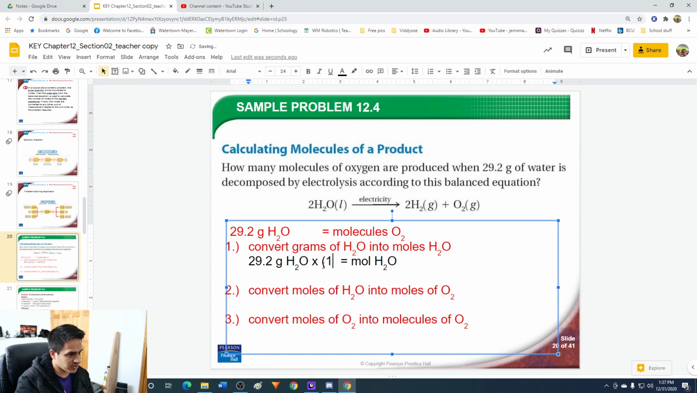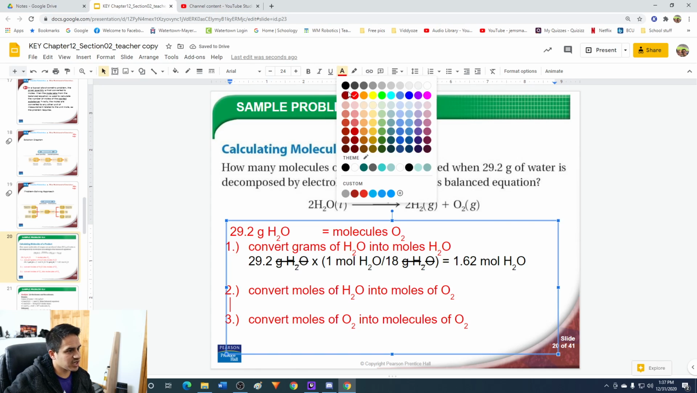And again, we'll set up our fraction properly. So 1 mole of H2O on the top over 18 grams of H2O on the bottom, so that way our grams of H2O cancel out with each other. Grams of H2O will cancel with grams of H2O. So we're basically going to take 29.2 and divide that by 18. So I get, for this first step, 1.62 moles of H2O.